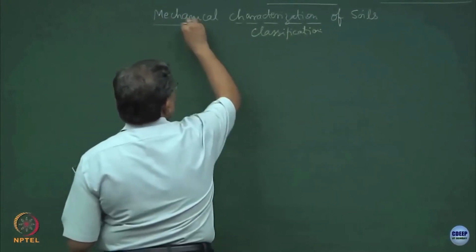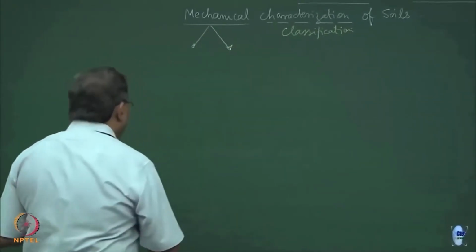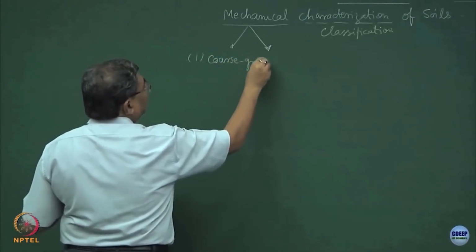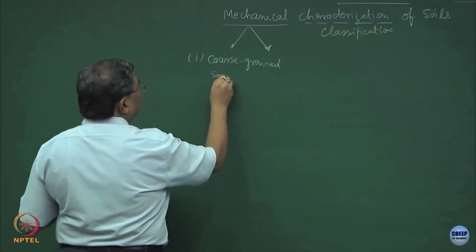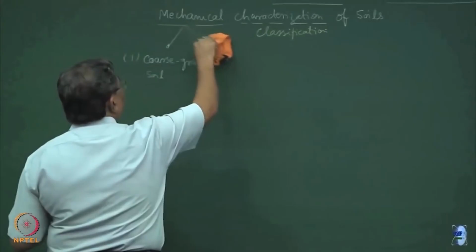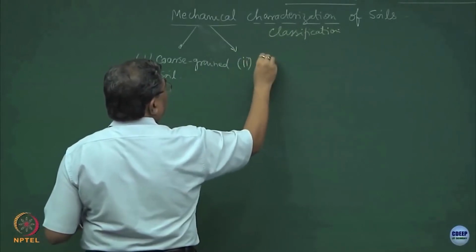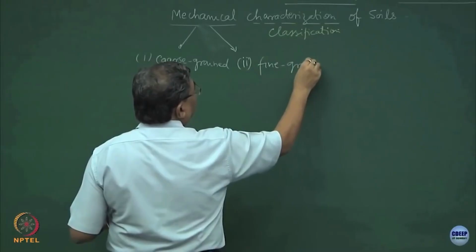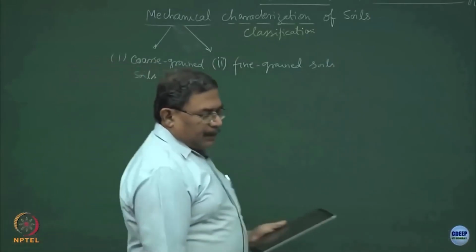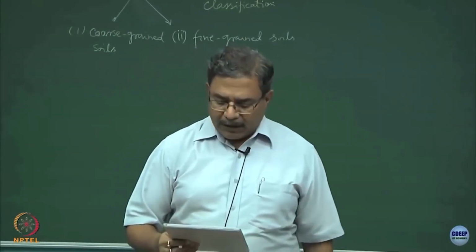So, as far as the mechanical characterization or classification is concerned, we classify soils in two forms. The first one is coarse grained soil, and the second one is the fine grained soils. As the name suggests, the particle size happens to be the most important thing to differentiate between the classes of the soils.